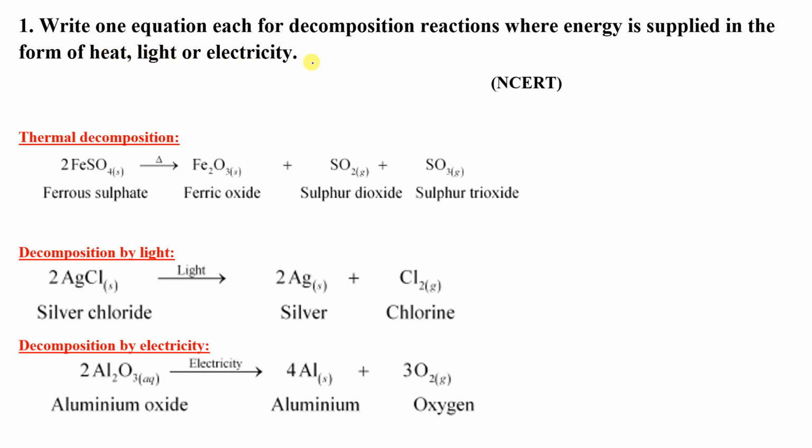Write one equation for a decomposition reaction where energy is supplied in the form of heat, light and electricity. Indirectly it is asking definitions only. Thermal decomposition, one example. Photolytic decomposition, one example. Decomposition by electricity, electrolytic decomposition, one example. Any example you can write. It's indirectly definitions only. Remember, when writing equations in this chapter, we need to use physical states and names. Names are compulsory, physical states are compulsory. Without that, you cannot do anything. You won't get full marks at all.